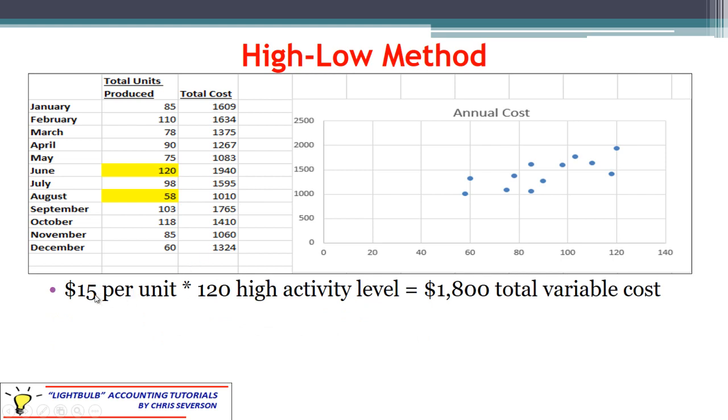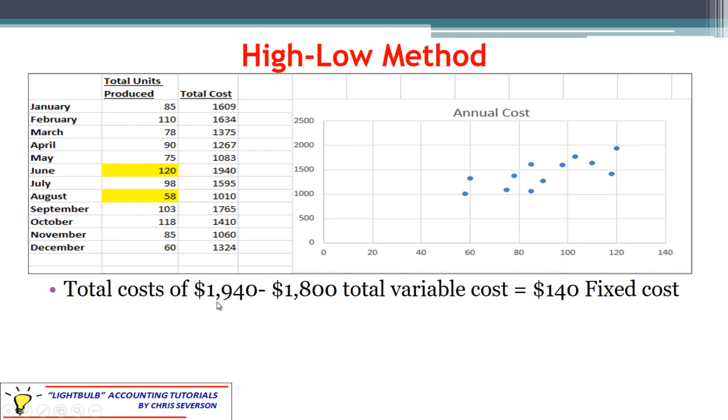Now, we take that $15 variable rate per unit and we multiply it by either the highest or lowest activity level, either one. In this case, we'll take the high, the 120. That gives you $1,800 total variable cost. Now notice, total variable cost is $1,800. Total cost overall was $1,940.